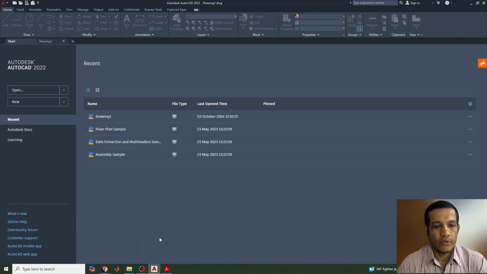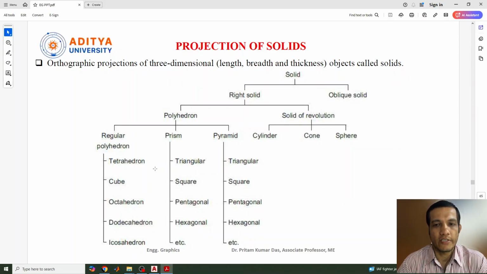So before going to the diagram in AutoCAD, let's discuss some theory of the projection of solid. A solid is known as the orthographic projection of a three-dimensional object, which has length, breadth and thickness. We have already completed the projection of points, lines, and planes, so in this lecture we'll discuss the projection of solids: what the types of solids are, how they look, and what their structures are.